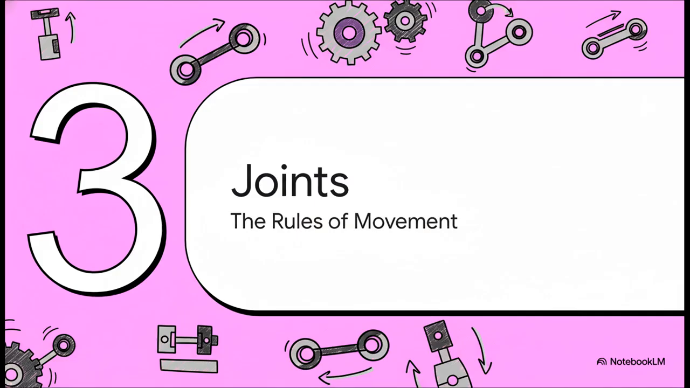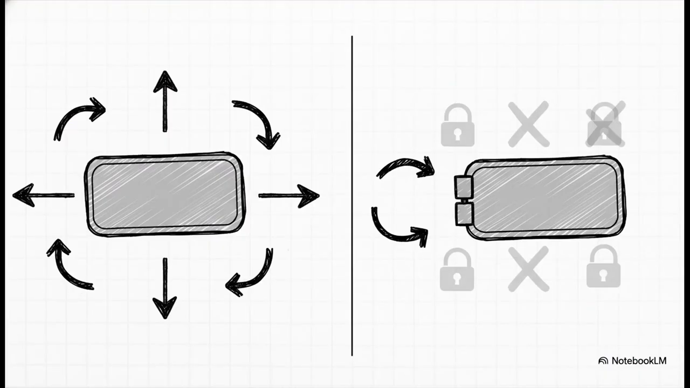The joints are the rules of the game. They dictate how the links are allowed to move in relation to each other. You see, a lot of people think joints add freedom, but it's really the opposite. They primarily take it away. They act as constraints. Once a link is connected by a joint, it's not free anymore.